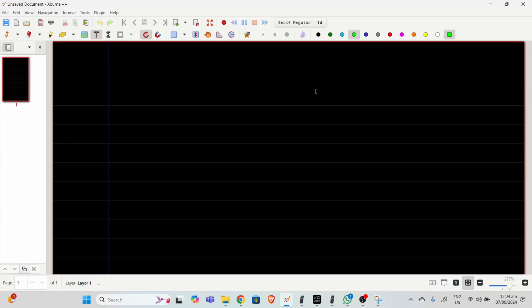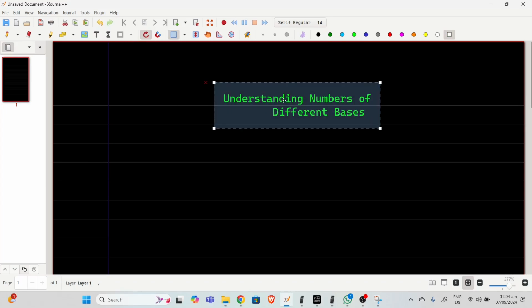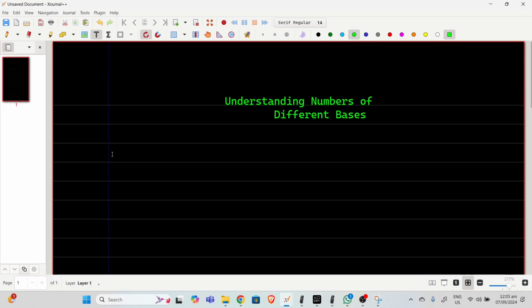All right, let's see about getting the next topic done, which is understanding numbers of different bases. All right, that's the topic that we're going to do. And this is just simply about working in different bases. So we usually use the decimal system. And what we're going to do now is talk about the other base numbers like the base 2 number system, or the binary number system, the quaternary number system, and the octal number systems such as that.